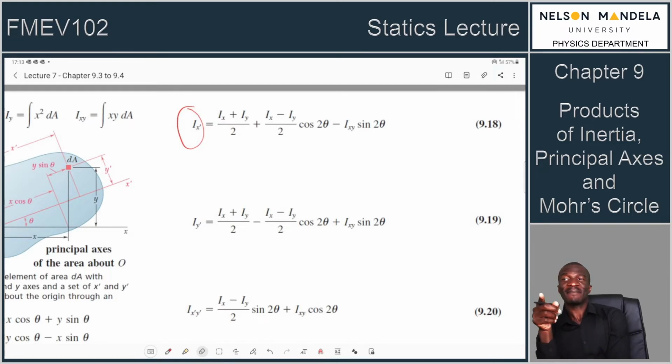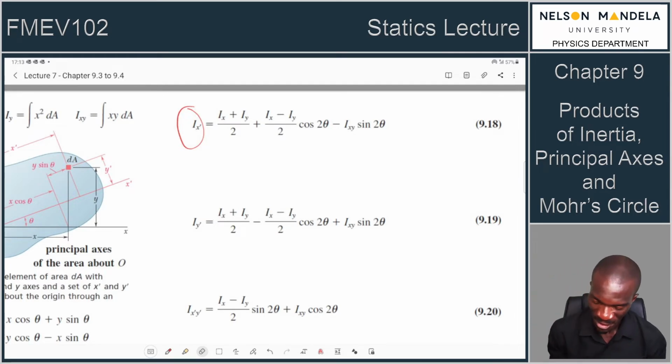There is an (Ix minus Iy)/2 cos 2θ. But at the bottom there, we have an (Ix minus Iy)/2 sine 2θ. If we had a way of squaring these things and adding them, you can actually eliminate these angles. If you look at the product of inertia, the same applies. If you have a way of squaring these and adding them, they eliminate the angles. So in other words, this next step is simply a process of eliminating the angle theta. So to eliminate the angle theta in equations 918 and 920, one can come up with the following.